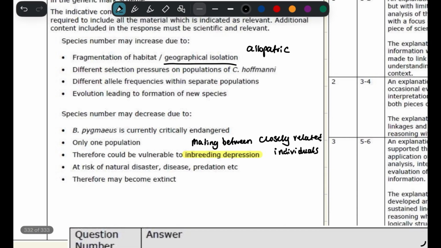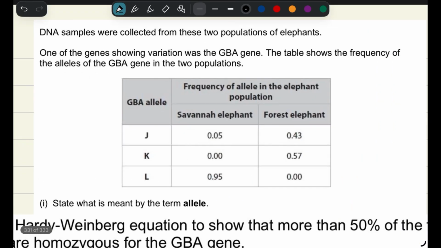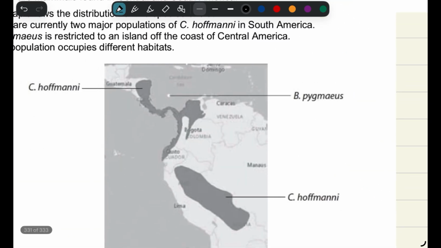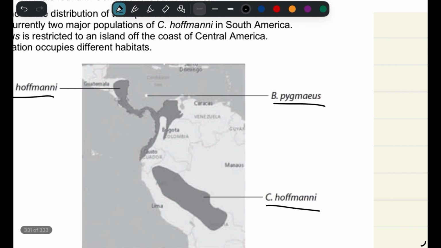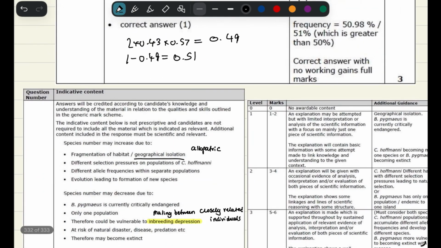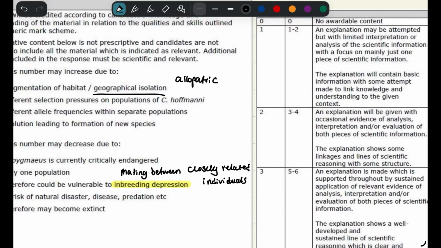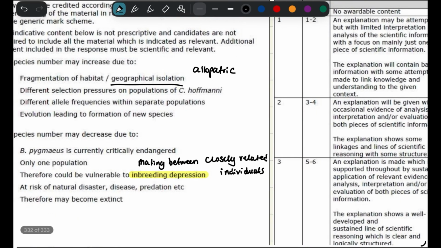If it decreased, we're thinking, okay, I think this would have maybe been given in the earlier part of the question, but you can think there were 2 areas where we had the other species, the Hoffmanni. There's 2 areas here, and there's only 1 for this one. So you can think probably a bit endangered, right?